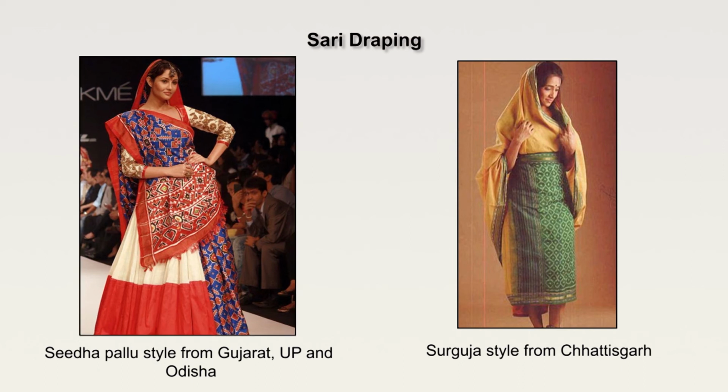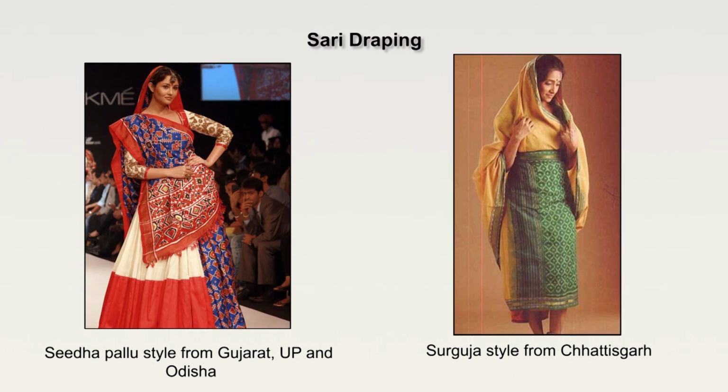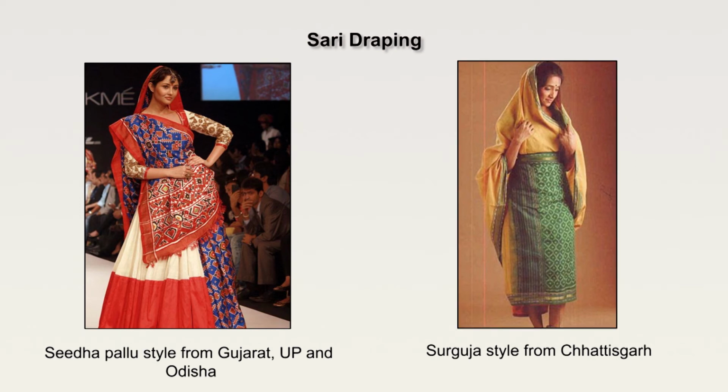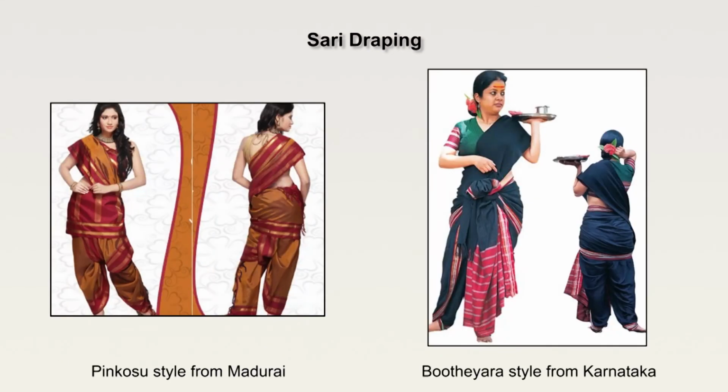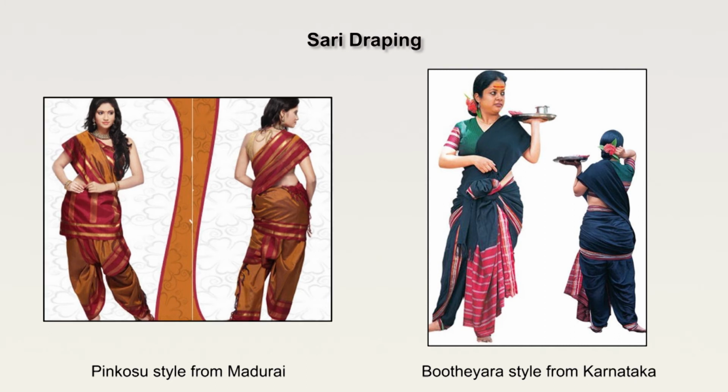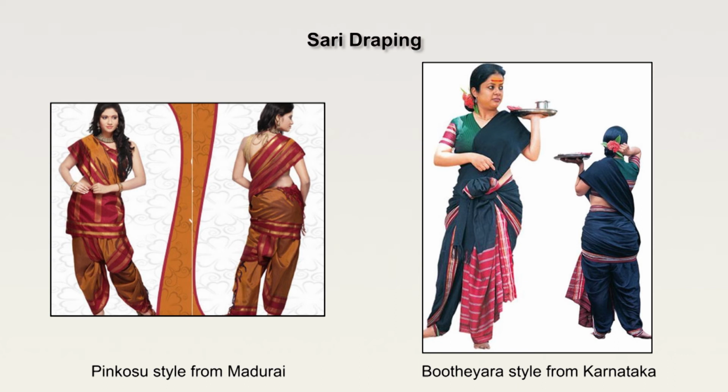On the left is a Sida Pallu style from Gujarat, UP and Orissa. On the right is a Surguja style from Chhattisgarh. On the left is a pin kosu style from Madurai. On the right is a Bhuthiara style from Karnataka.